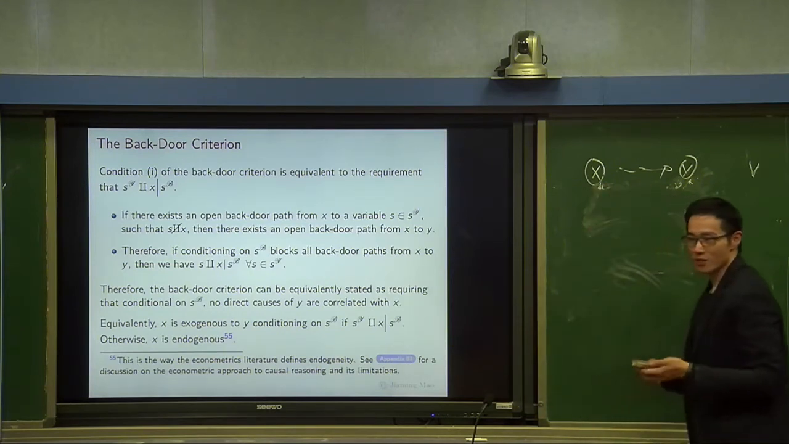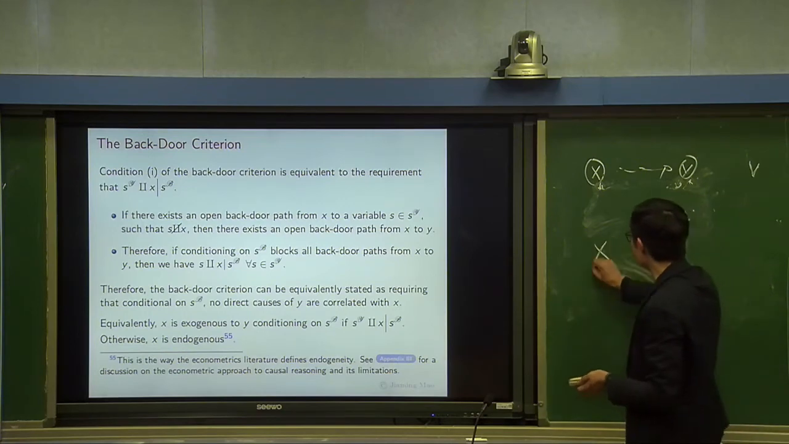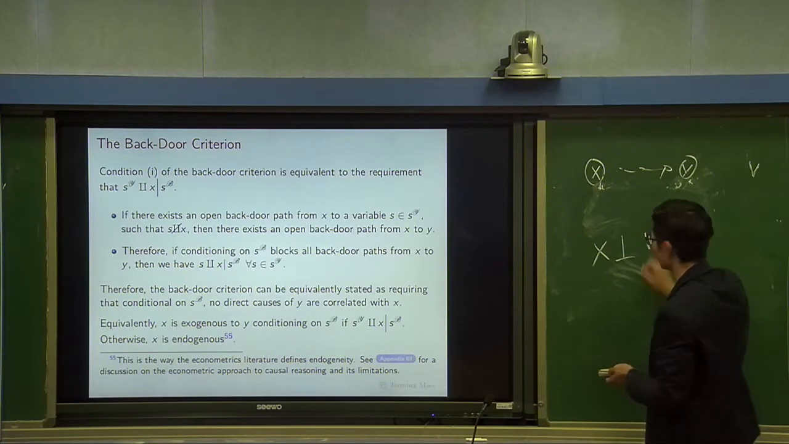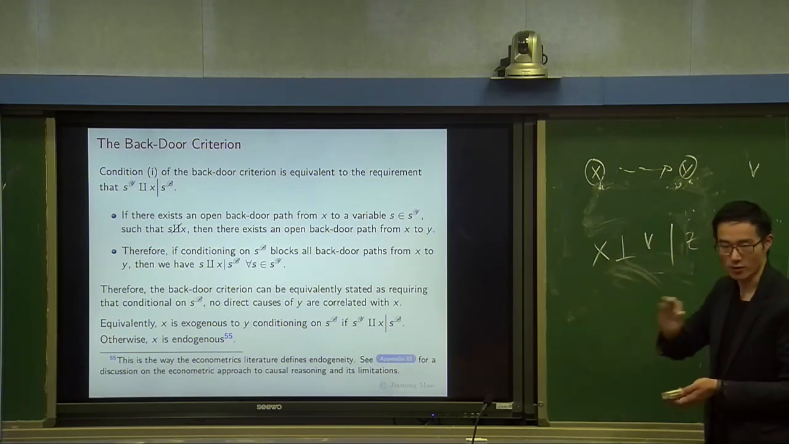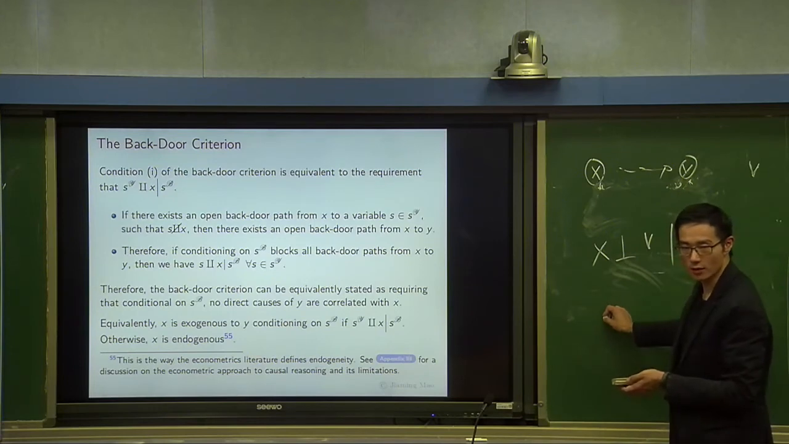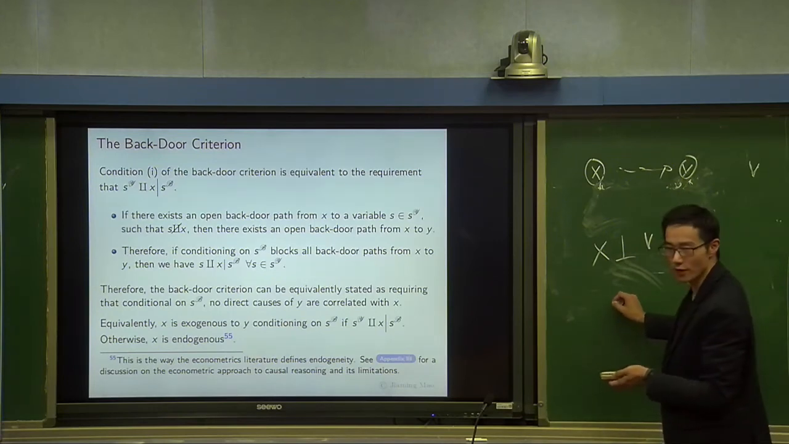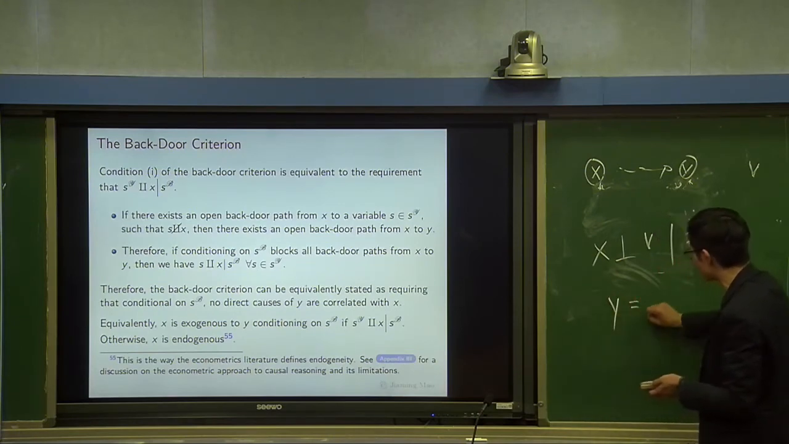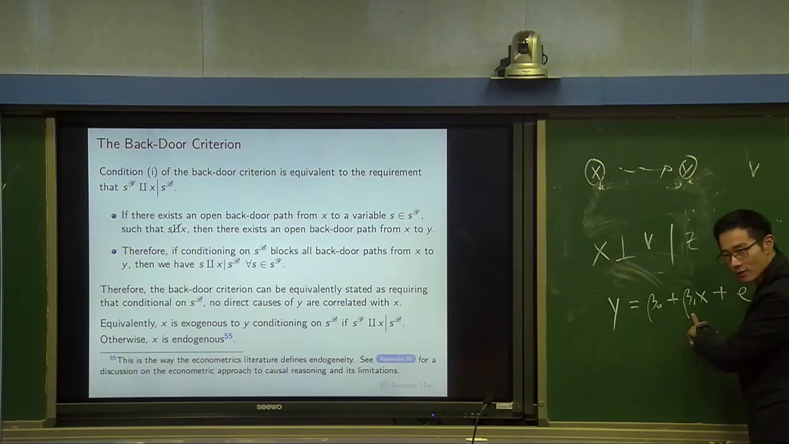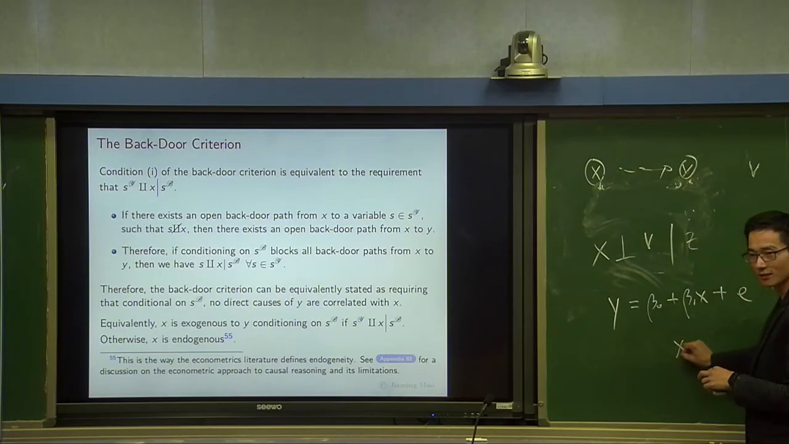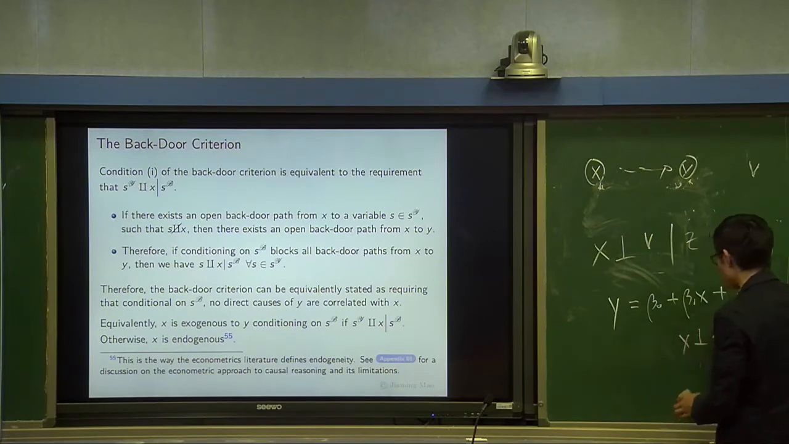Okay. But this is just a requirement in your econometrics textbook. When I say x is independent of v, conditional on z, which is anything satisfying the backdoor criterion, this is exactly the requirement in your econometrics textbook. Why? Remember what the requirement for causal effect is. In your econometrics textbook we say y is equal to beta 0 plus beta 1 x plus e, and we say this beta 1 is unbiased if what? What is the requirement for beta 1 to be unbiased? If x and e are independent, right? Uncorrelated. So x is independent of e.